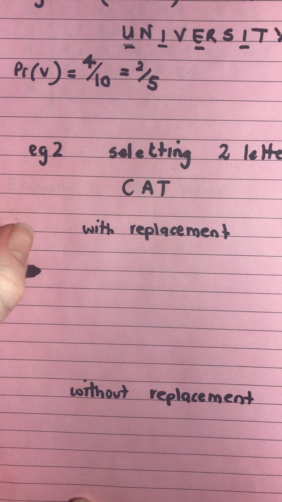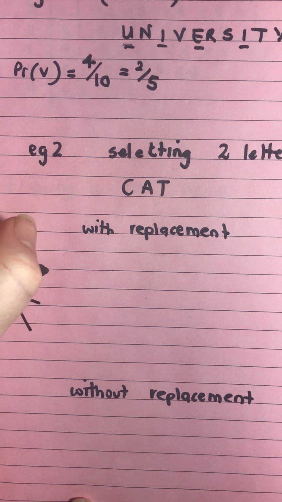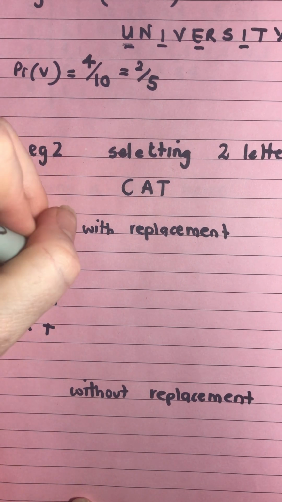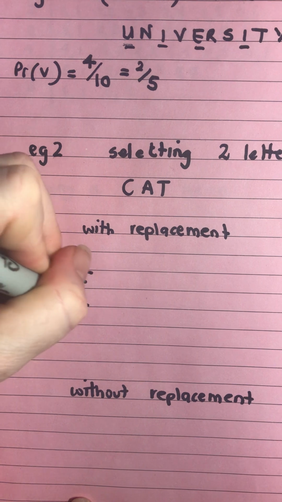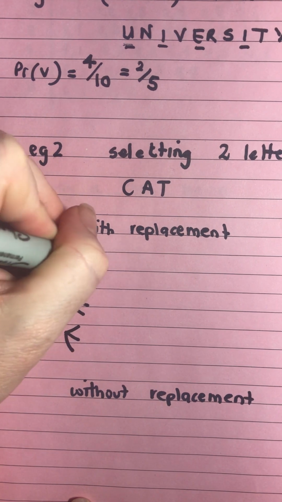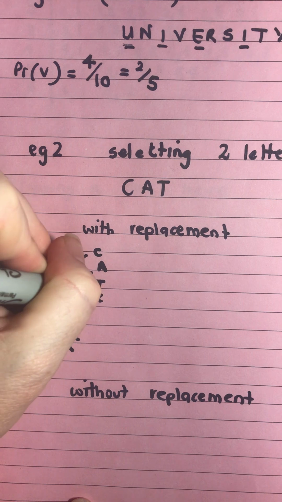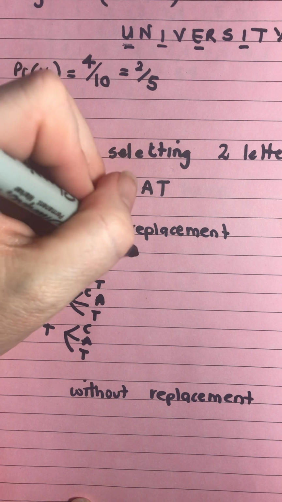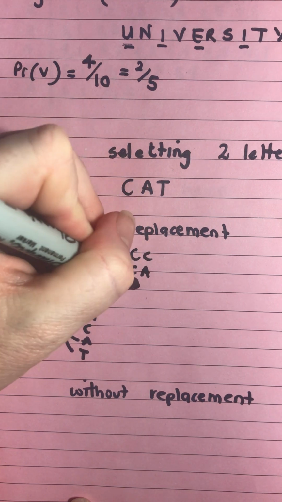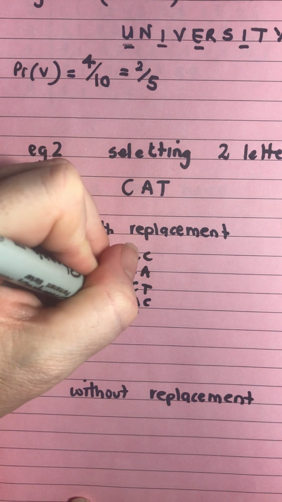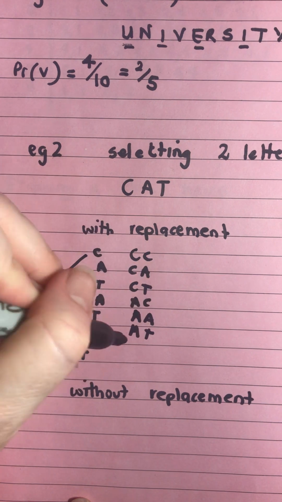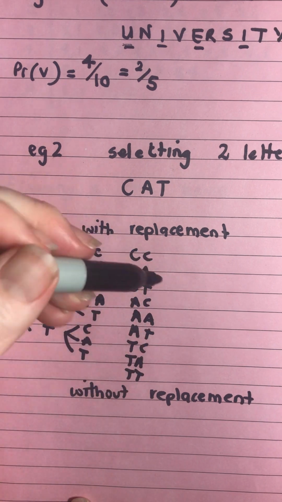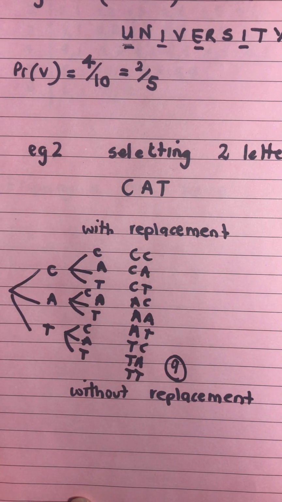So if we do the tree diagram, when we choose the first letter, we have the choice of C, A, and T. We put them back in, so when we choose the second letter, we have the same 3 choices. So we've got C-A-T, C-A-T, A-T, ran out of space there. So we could then write our combinations. So we've got C-C, C-A, C-T. We've got A-C, A-A, A-T. And we've got T-C, T-A, T-T. So we've got a total there of 9 combinations.